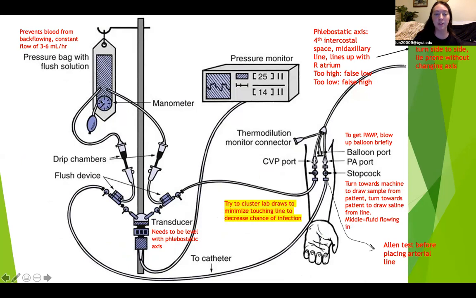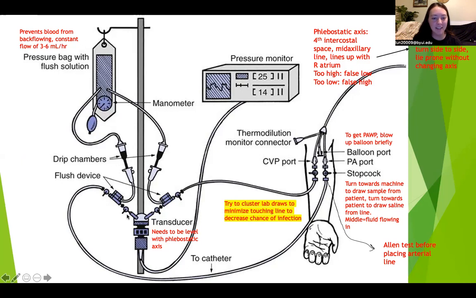And so we can see a pressure gauge here, and it's sort of like a blood pressure pump. So then we have the manometer right here. Then we have two lines coming from, and these are our drip chambers, and then our clamps. And then we come down, these are our flush devices right here.